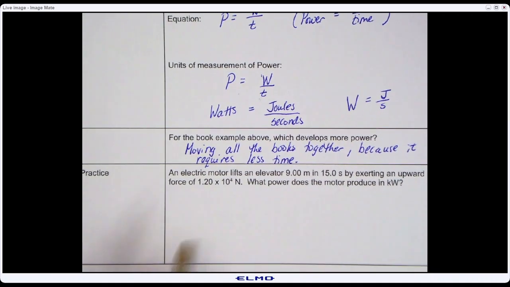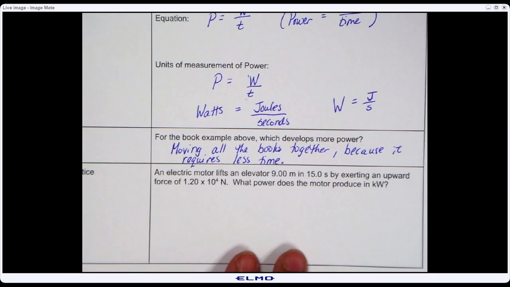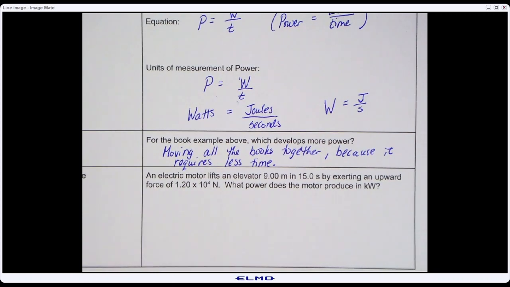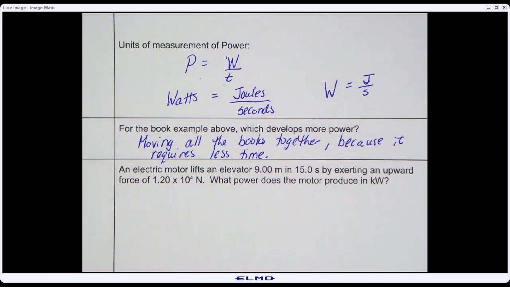Okay, your practice example is the last thing you need to write down. I'll give you a moment to write that, and then we'll go over it. All right, once again, an electric motor lifts an elevator 9 meters in 15 seconds by exerting an upward force of 1.20 times 10 to the fourth newtons. What power does the motor produce in kilowatts?